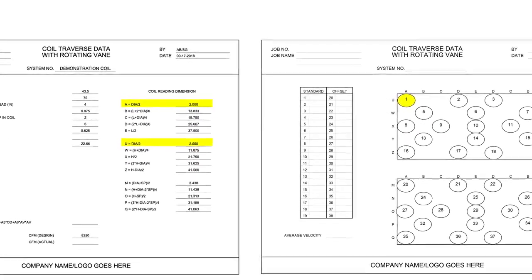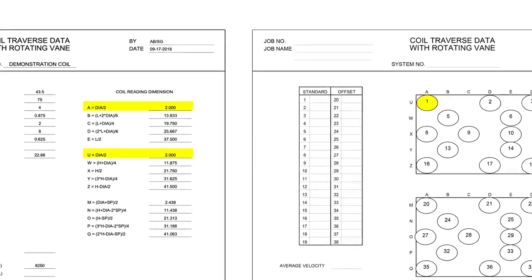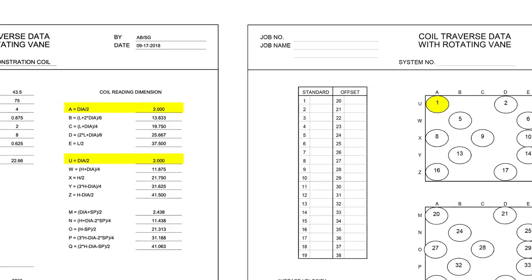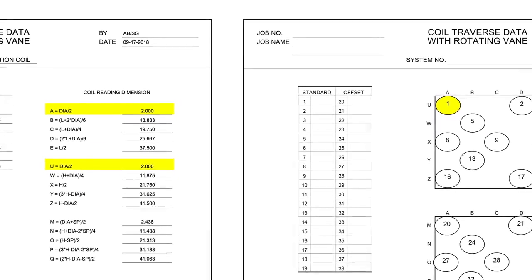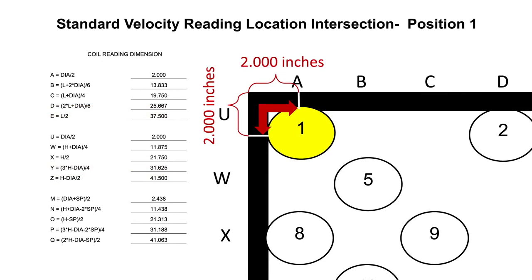The value for A equals the diameter of rotating vane head divided by 2, and the value for U equals the diameter of rotating vane head divided by 2. Begin with position 1 and reference the coil reading dimensions. The standard velocity reading location for position 1 is at the intersection of A and U. The value for A equals 2 inches, and the value for U equals 2 inches.